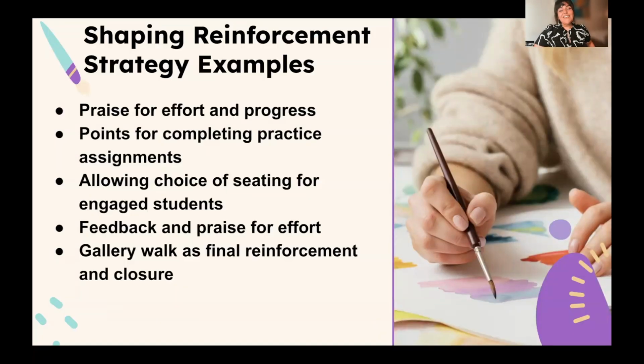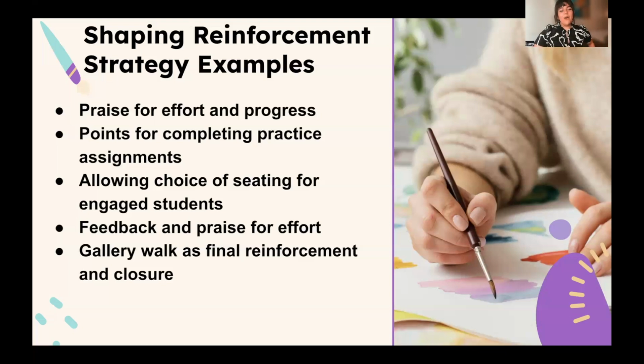Praise for effort and progress. This is the easiest to implement, as it could be as simple as the teacher going around the room and acknowledging something that they did well. Points for completing practice assignments. So, this also can be done quickly by checking off assignments and giving credit, no credit. Allowing choice seating for engaged students. So, this is another reward, positive reinforcement strategy where students who are on task and working would be permitted to sit with their friends during the work time of the project.